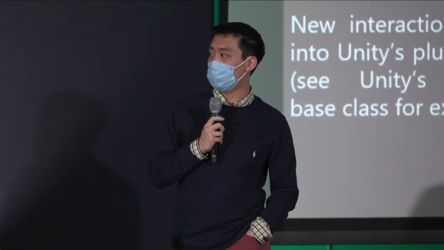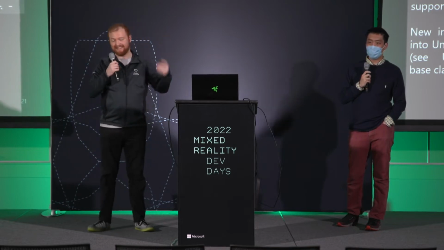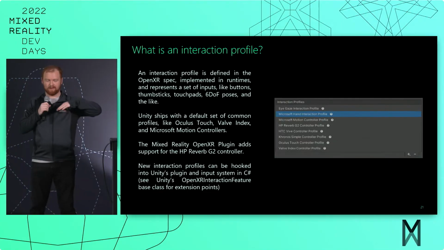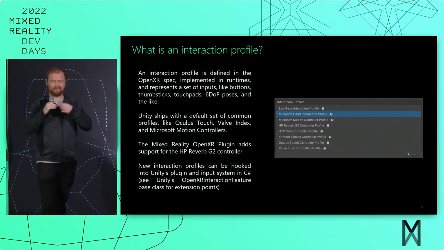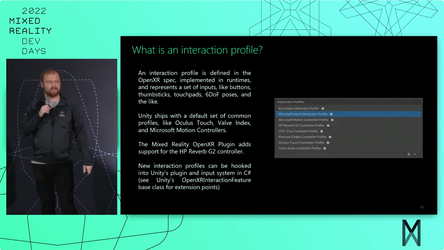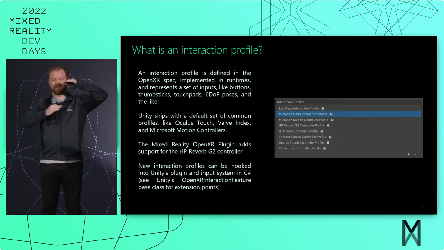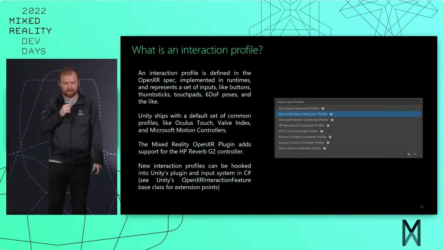And a key piece of that story is a specific type of feature, which is called an interaction profile, right? An interaction profile is a piece of the OpenXR spec that represents a well-defined input source, whether it's a physical hardware controller or hand interaction. If you think back to the MRTK2 controller mapping profile, it's the piece where you've defined a controller definition in MRTK2, and it says, I've got an A button, a B button, a thumbstick, a touchpad, etc.